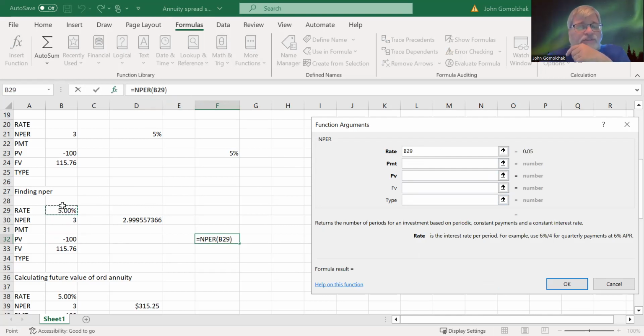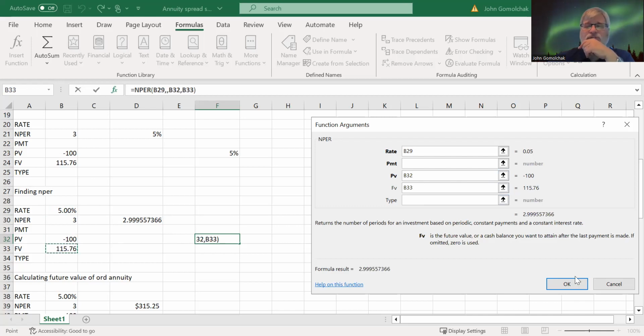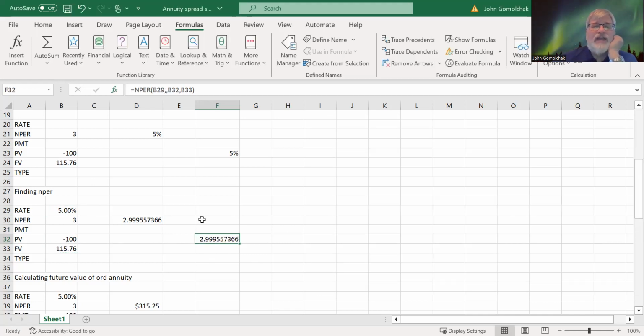I have the present value, so I put that in the present value box. And I have the future value, I put that in the future value box. I click OK, and it comes back. Now I have a rounding issue here, 2.999955736. Obviously, if I change the way this presents itself, it would round to 3. So obviously, the number of periods is 3 or something very close to 3.